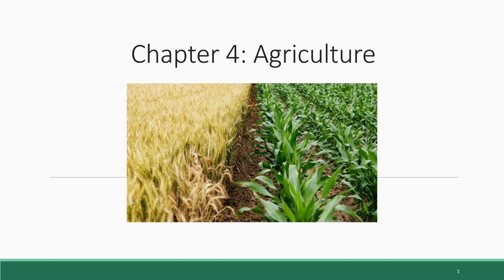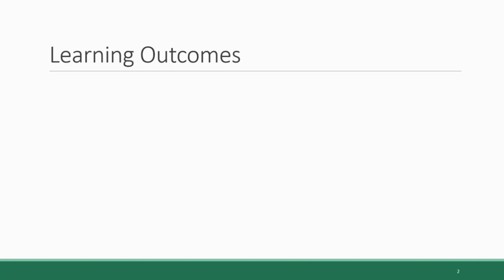In this chapter, we will be diving into agriculture, which is the science of farming. Agriculture is a human endeavor that is tied up very closely with the environment. Agriculture impacts the environment, and the environment impacts agriculture in turn. So, in this chapter, we are going to tackle a few learning outcomes.